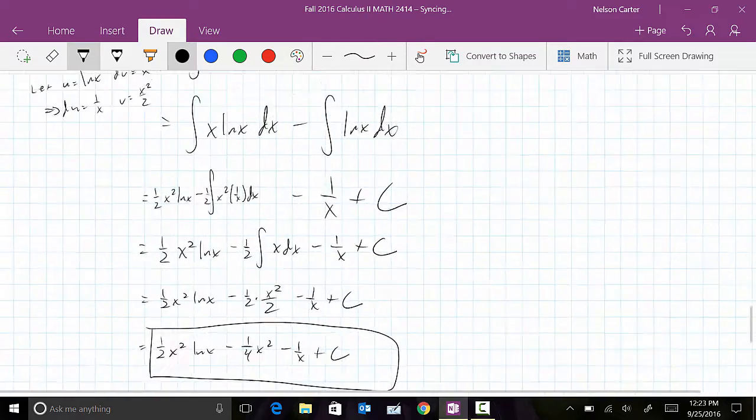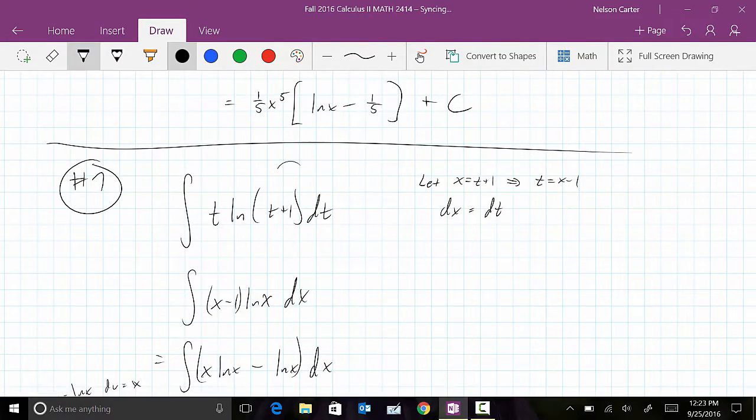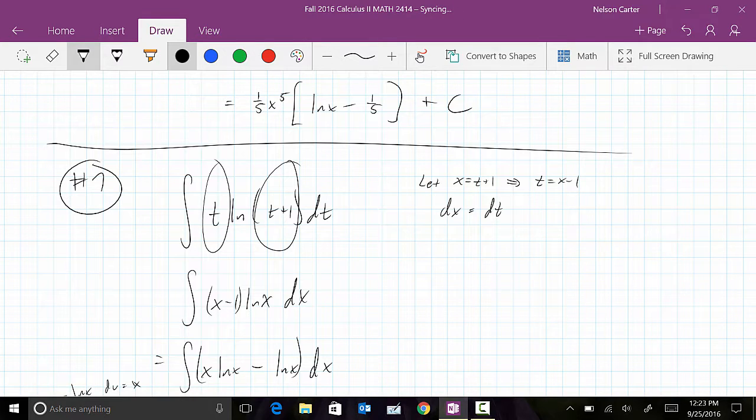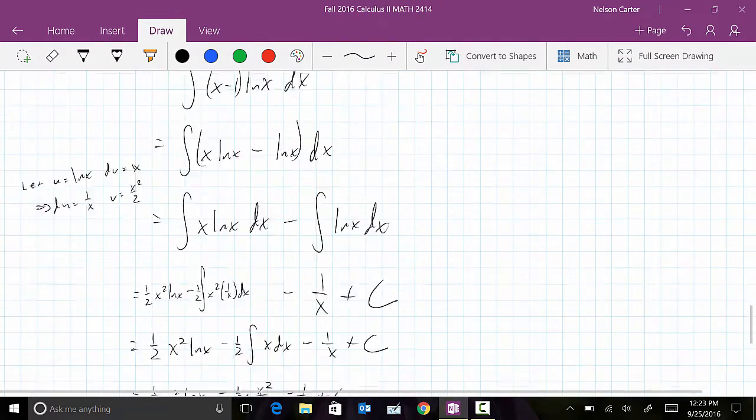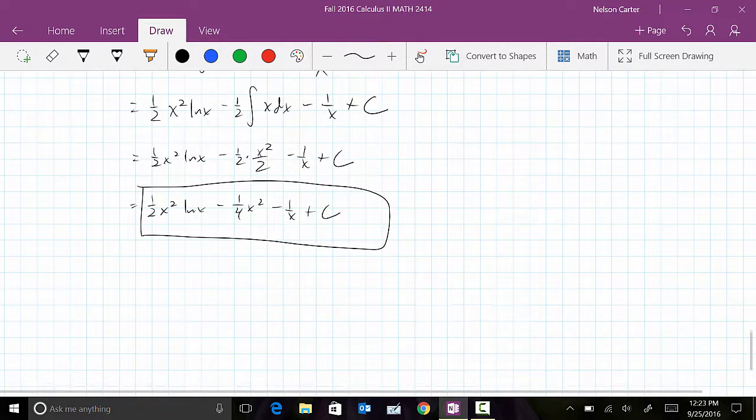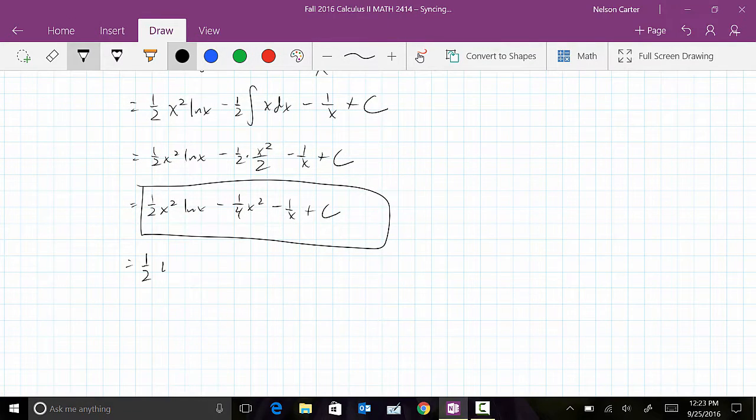Okay, now let's go back here. Did I need to do this substitution here? No, probably not, but that's what I did. I felt like it. I don't know if it was exactly what was necessary, but it's what I felt like. Oh, as a matter of fact, we've got to back up one more time, because we've got everything in terms of x, but it's supposed to be t. So let me rewrite this. This is 1/2 t plus 1 all squared times the ln of t plus 1 minus 1/4 times t plus 1 all squared minus 1 over t plus 1 plus a constant.